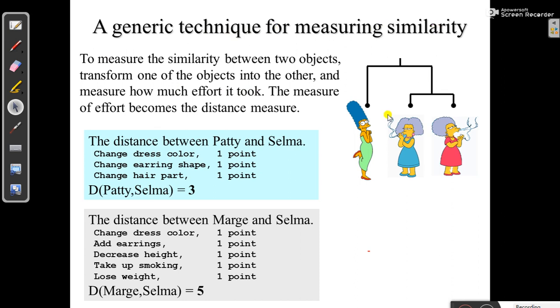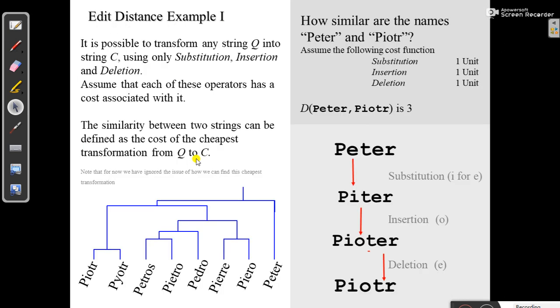Again, a generic technique for measuring similarity: to measure the similarity between two objects, transform one object into the other and measure how much effort it took. The measure of effort becomes a distance measure. It is possible to transform any string Q into string C using only substitution, insertion and deletion, and assume that each of these operators has a cost associated with it. The similarity between two strings can be defined as the cost of the cheapest transformation from Q to C.